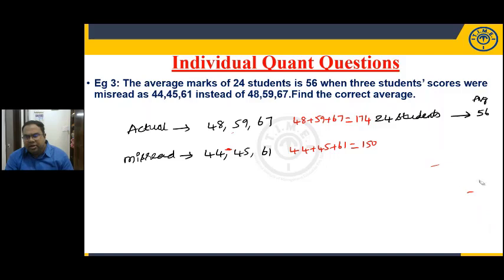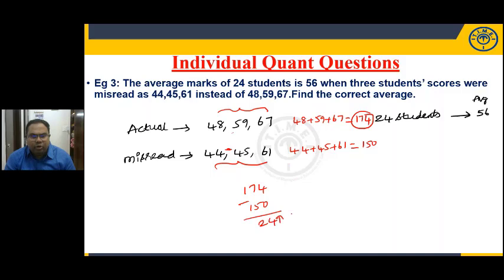56. Now, instead of multiplying and doing all these calculations, just here, you have to take the sum of the three students' marks as this much, 48, 59, 67. Sum is 174. By mistake, you have taken as 44, 45, 61. The total is 150. So you have to remove these three students and replace them with these three students. Then your total will go up how much?